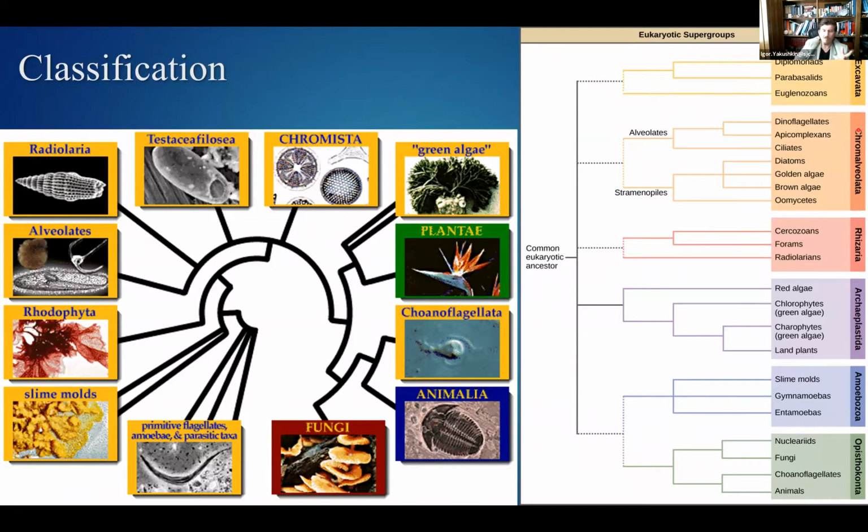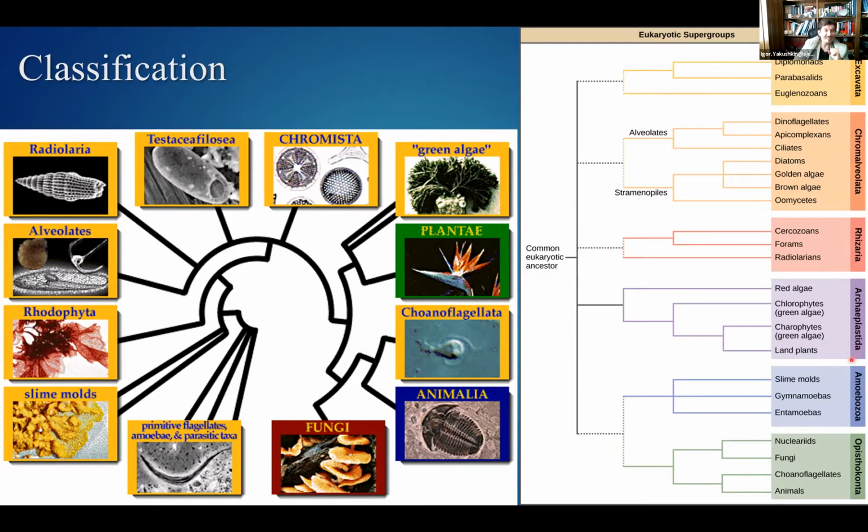Then there is the Chromalveolata. Chromo means color. This is the colorful one. Why the colorful one? Because many of them are photosynthetic because of the different pigments. We'll look at the golden algae today in the lab. We'll talk about the brown algae. We'll talk about the diatoms. And then there are the Rhizaria. Rhizarians are basically very close to amoebozoans, and we'll talk a little bit about the radiolarians today and foraminifera, or forams.